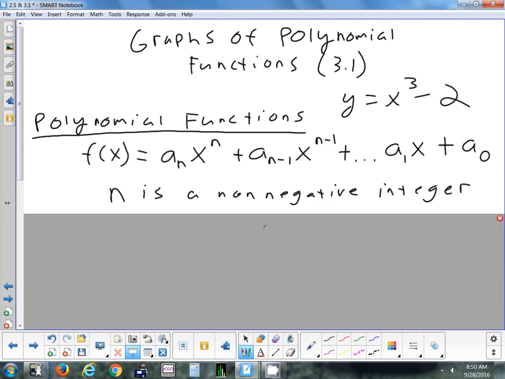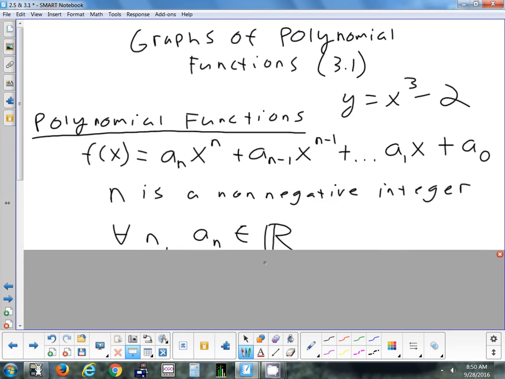Okay? Your exponents in polynomials always have to be non-negative integers. And because of that, that's what causes you to never have x's in the denominator of a fraction. Okay, so you'll never have to worry about dividing by 0.